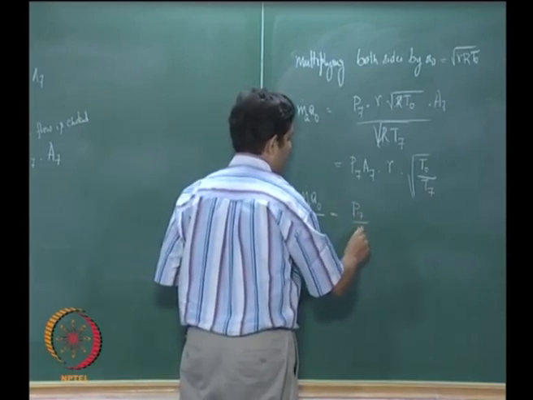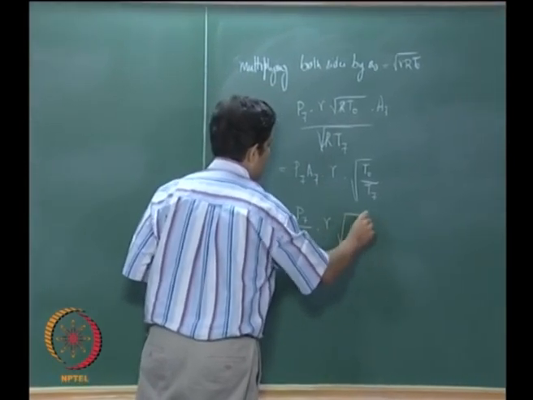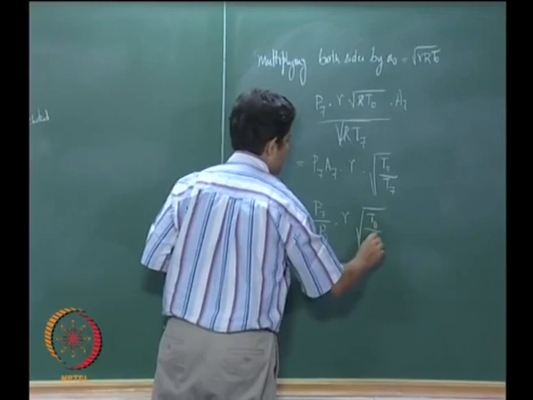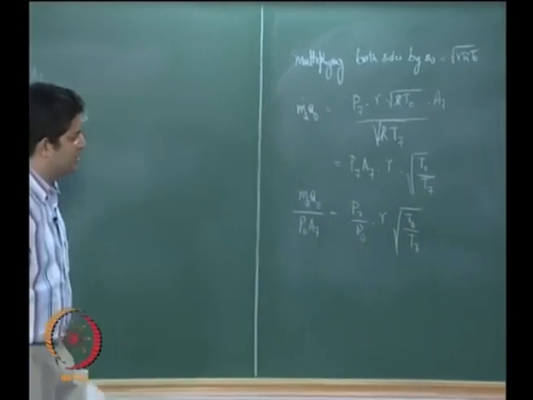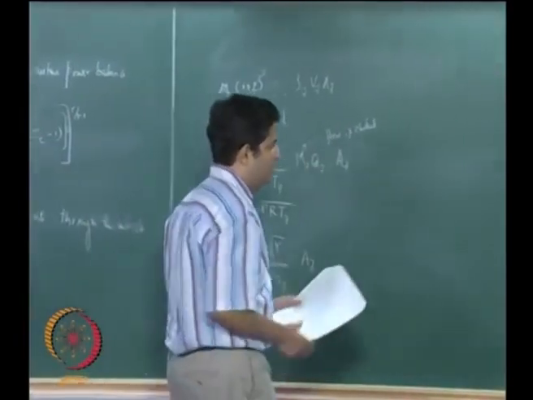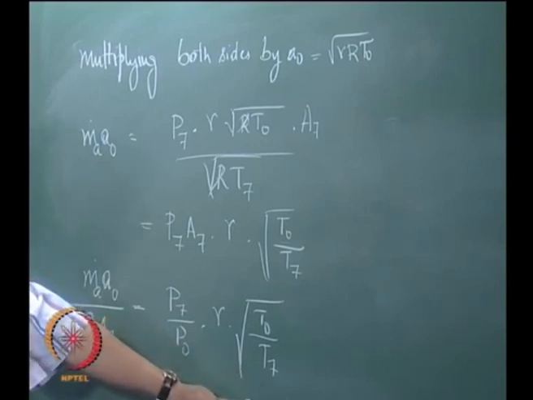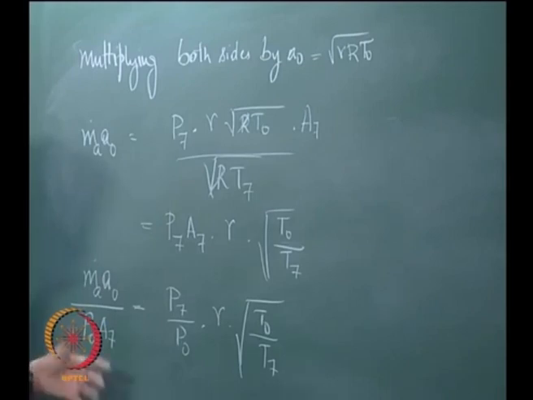P7 by P naught into gamma into under root T0 by T7. Okay. So, we have been able to reduce m dot A naught into two known quantities, right. We already know the expression for P7 by P naught and we also know the expression for T7 by T0. So, we have been able to reduce it to this form. Now, let us go back and substitute it and see what we can get.